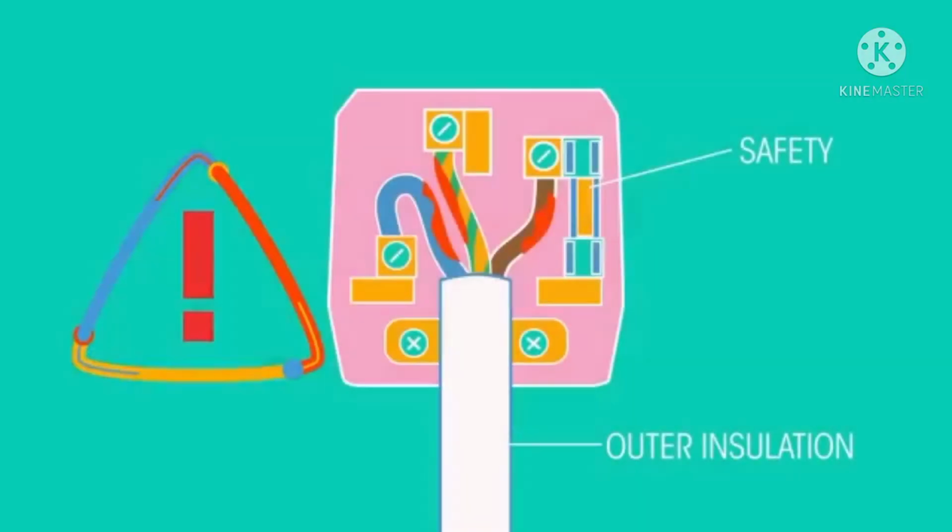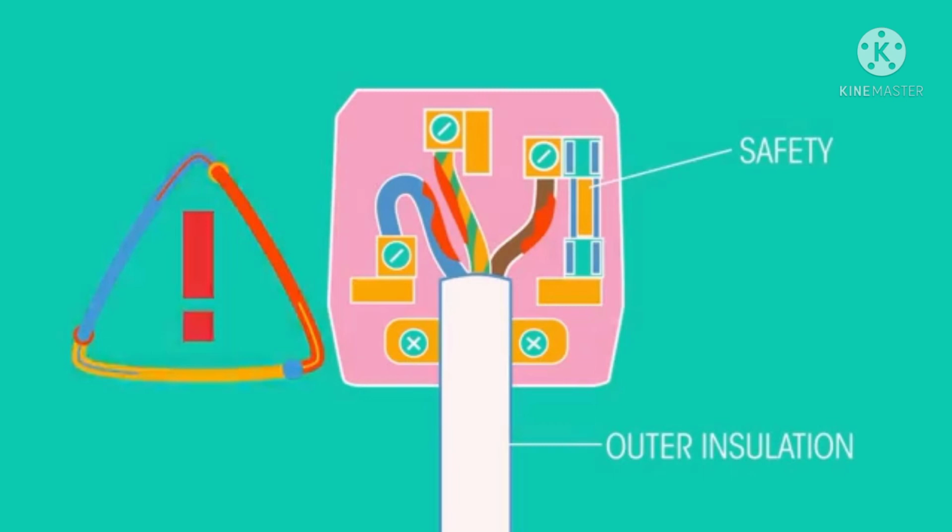Another safety feature is the outer insulation of the wire attached to the plug. Plastic is an electrical insulator, so electricity cannot travel through it. If electrical wires are surrounded by plastic covering, then they are safe to touch.